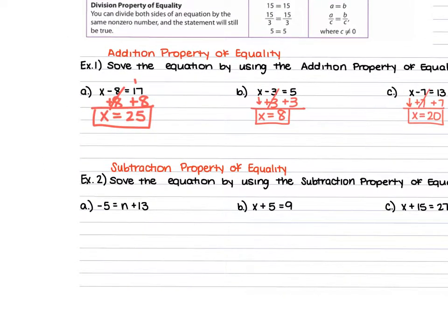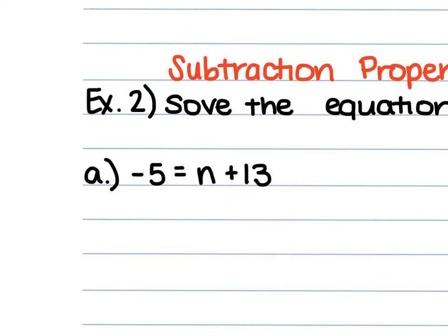If we look at example 2, we are going to be solving for n in example 2a. So negative 5 is equal to n plus 13. Again, we want to get that n by itself. So the term that's on the same side as that n is the 13. So we're going to subtract 13 from both sides.